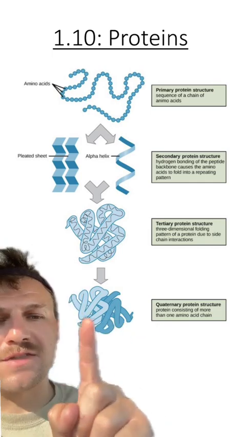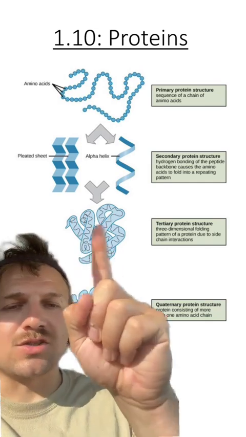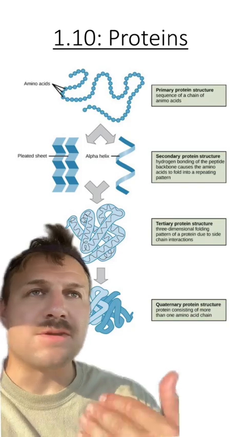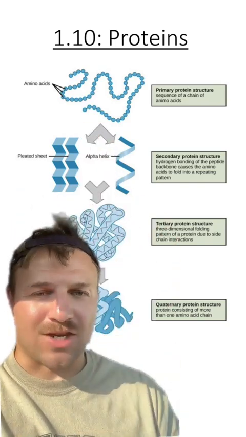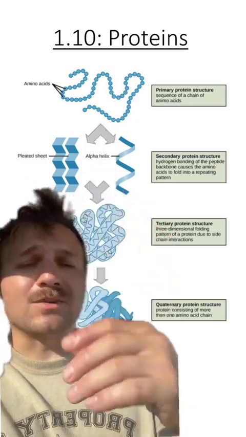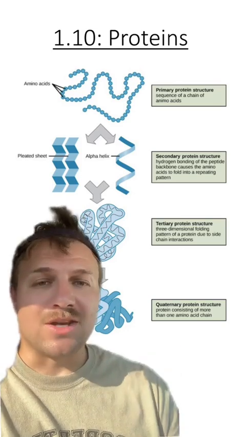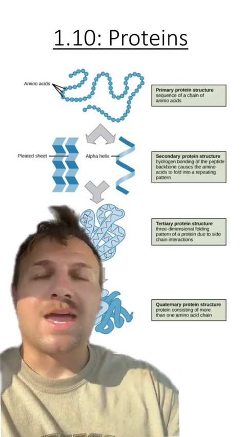The structure that the quaternary and the tertiary structure are going to form are going to be based on the sequence of amino acids found in the primary structure. So again, the primary sequence, or the linear sequence of amino acids, is going to determine the shape and function of the protein.